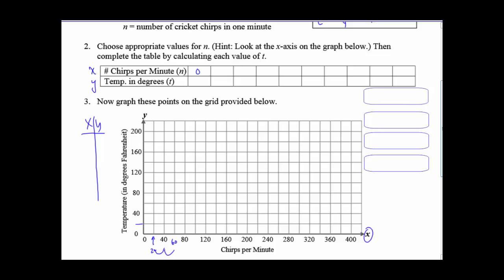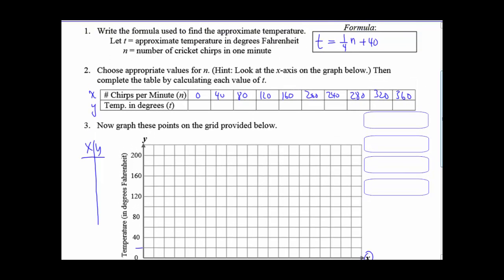So if we pick the numbers suggested from the table or from the chart, we'll start at 0, then go to 40, 80, 120, 160, 200, 240, 280, and finish up at 360. What I did is take the numbers that were on the x-axis and plug them into the top boxes, our input for chirps per minute. Now we have to take our inputs and plug them into the formula that we made just above, and then calculate the actual temperature in degrees.